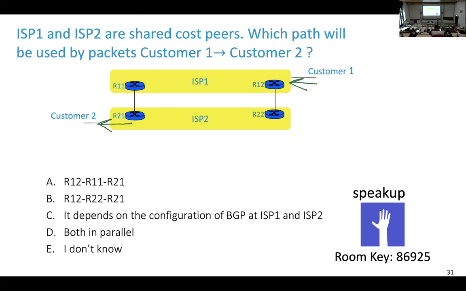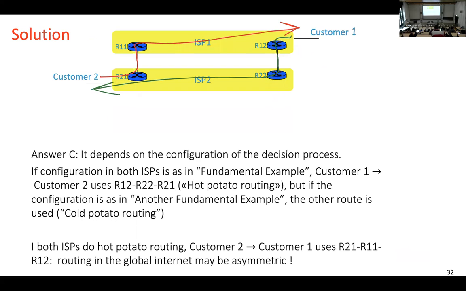I will close the poll in a couple of seconds. So the majority says C, which means it depends on the configuration, which is a very safe answer. And it's a correct answer, in fact. In both fundamental examples that we have seen, we've seen both of these cases. In the first fundamental example, we have seen that routers get rid of the traffic, send it to the other domain as soon as possible.